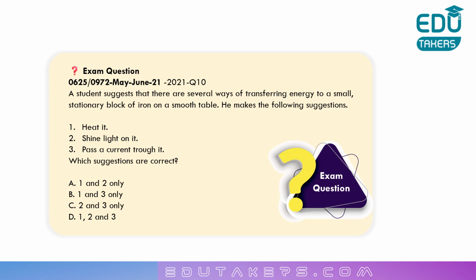So here we're evaluating methods to transfer energy to a stationary iron block on a table. The student's suggestions are 1. Heating it transfers thermal energy. 2. Shining light on it transfers energy through radiation. 3. Passing a current through it transfers electrical energy, which is then mostly converted to thermal energy due to resistance. Each method introduces energy to the block in different forms. Therefore, all suggestions are correct methods of energy transfer. Conclusion: the correct answer is D. 1, 2, and 3. All methods can transfer energy to the block of iron.